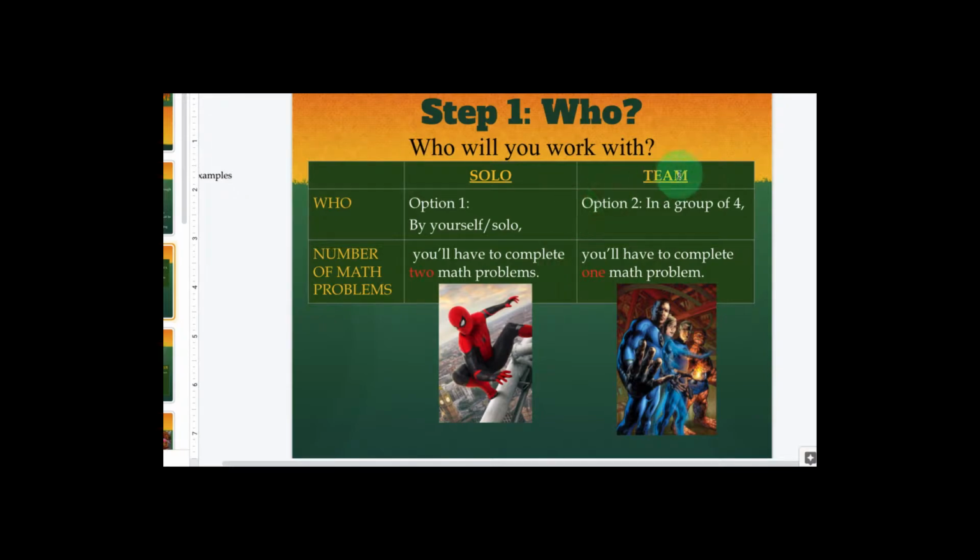But if you work in a team, option number 2, you'll be in a group of 4 in your same class, and you'll have to complete only 1 math problem. If each person does a math problem, that's a total of 4 problems. And if you do it by yourself, that's a total of 2 problems, right? So you actually do fewer math problems by collaborating.